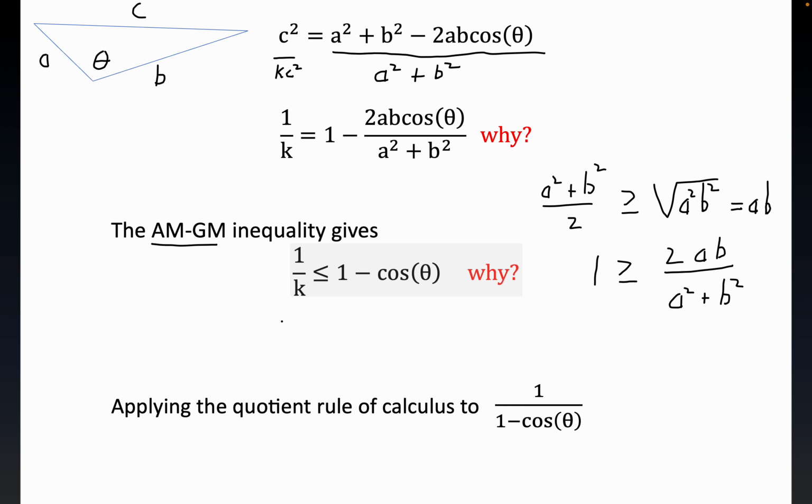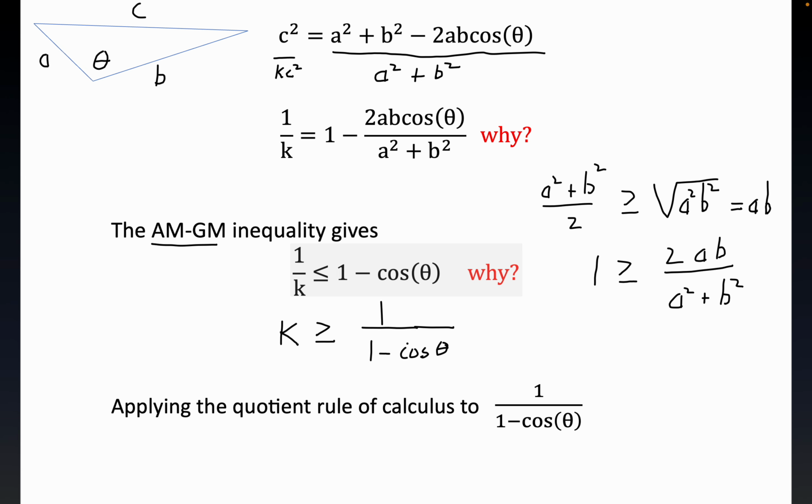So we know that k must be greater than or equal to 1 over 1 minus cosine theta. And really you could remove the equality right here, unless theta is equal to pi, which would be a straight line. This is just going to be strictly greater. But I'll go ahead and write cosine theta right here. So we know that k has to be greater than this expression.